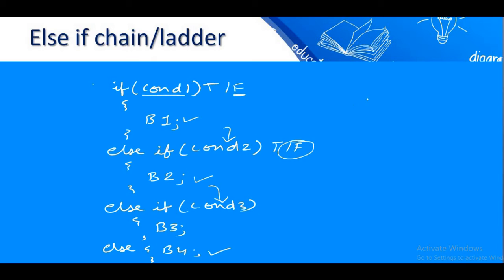So we can say it like this, that in else if chain or else if ladder, each and every condition is tested from top to bottom one by one, and as soon as the condition is found true, the block associated with that particular condition is going to be executed, and rest of the statements are going to be skipped. Okay, will be skipped. Understood? So now we are going to make a program using else if statement.